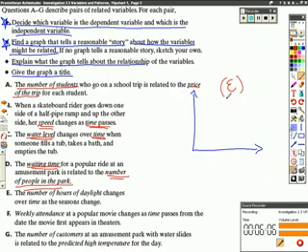Okay, E: the number of hours of daylight changes over time, as the seasons change. Time, and I'm just going to say hours of daylight. That takes care of E.